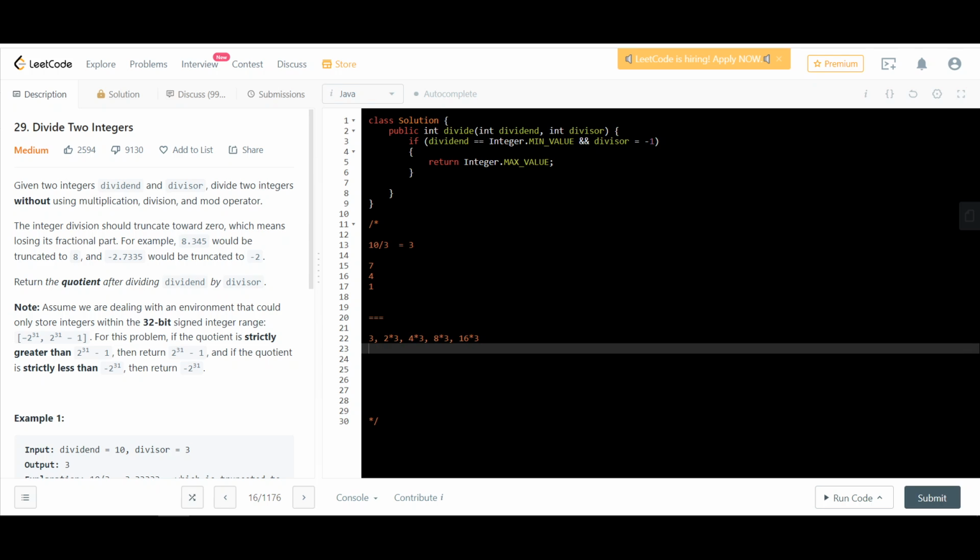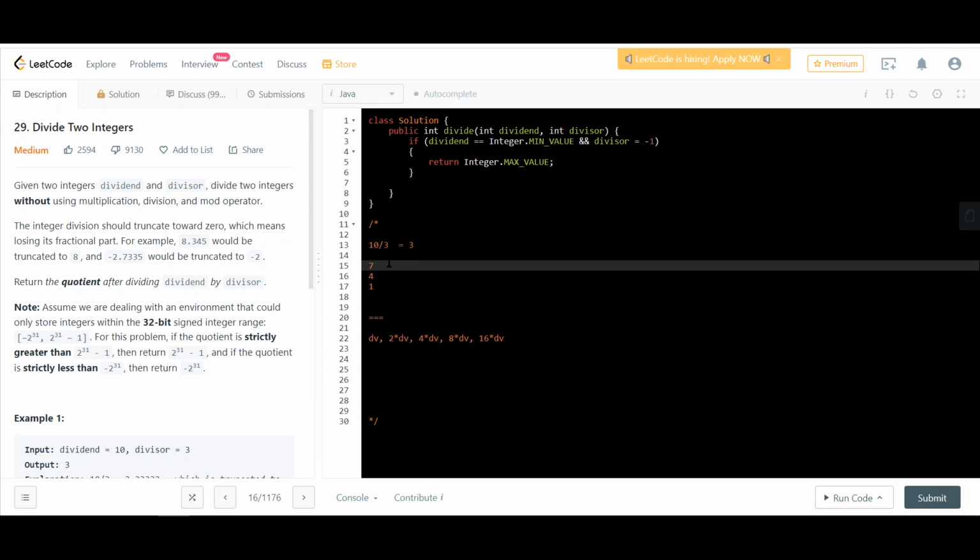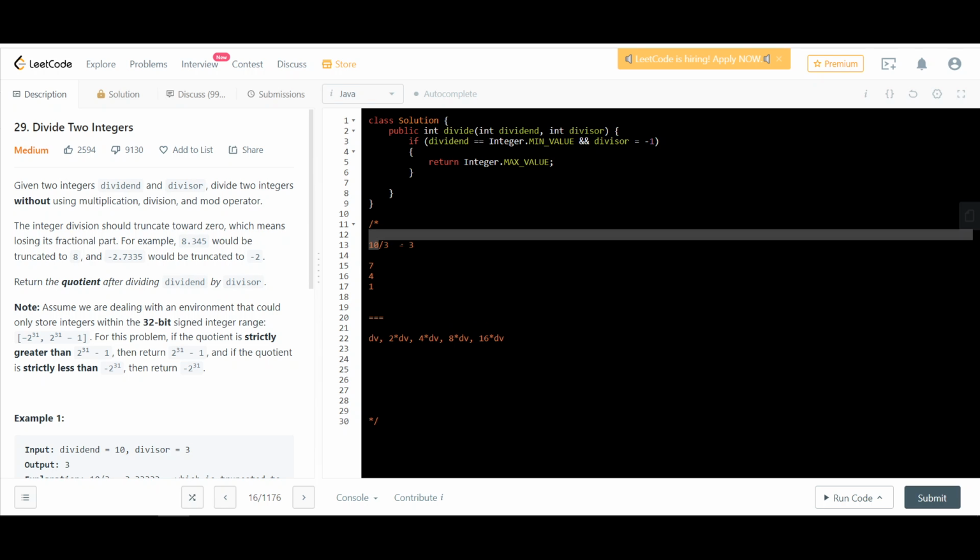So in general, 3 is just your divisor, right? The approach remains sort of similar, but instead of subtracting 3, we would subtract the maximum power of 2 times the divisor that I can remove from the dividend. What that means here is, from 10, what is the maximum power of 2 times the 3 that I can remove?